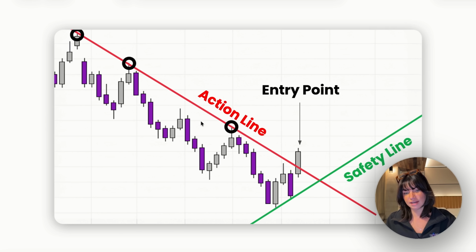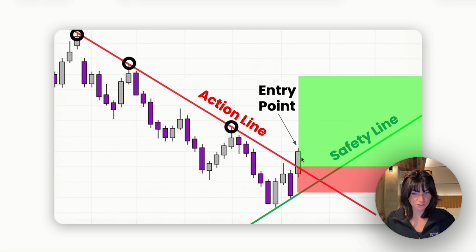Now this downward trend line has a name. It's called an action line. And this is our entry point. This is where we enter our position. We also need to make sure we have a safety line drawn so that we know when to exit this trade. So we are in our position, we're in our trade.